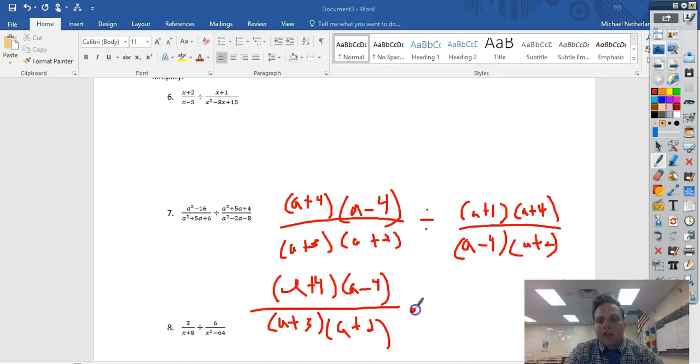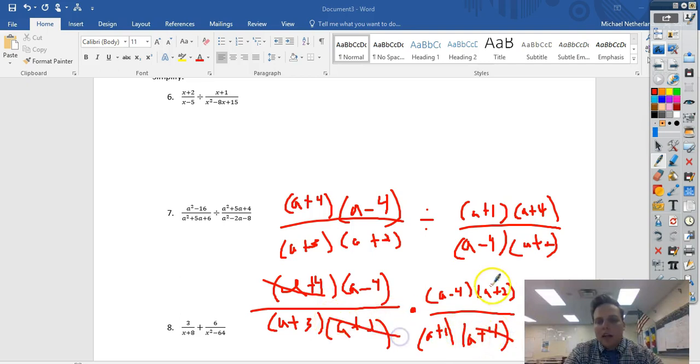And then I change from division to multiplication, and then I flip this guy, a minus 4 times a plus 2 over a plus 1, a plus 4. And then, since this is all multiplying, once you get to all multiplying, you can just start crossing out what's on top and what's on bottom, regardless of what fraction it is. Alright? So, I have an a plus 4 here, I have an a plus 4 here. I have an a plus 2 here, I have an a plus 2 here. And that's all the stuff I can cancel.